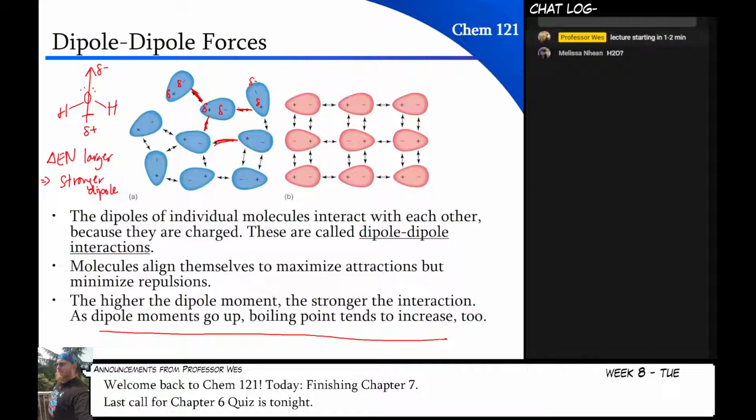If the dipole forces are strong, i.e. the dipoles in the molecules themselves are strong, then this attractive force increases and the boiling point will go up for that particular liquid.